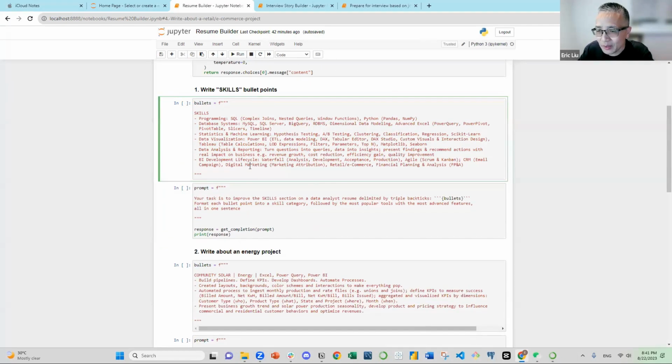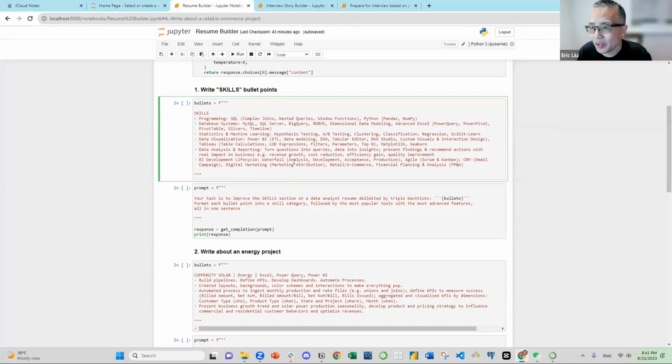Okay, the last one, this is very similar to the software development lifecycle, the SDLC, but we put this as business intelligence development lifecycle. And there are two frameworks, waterfall versus agile. Waterfall, those of you who are familiar with SDLC, you will understand analysis, development, acceptance, production.